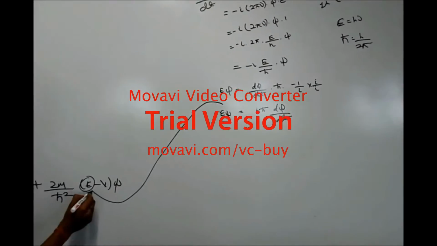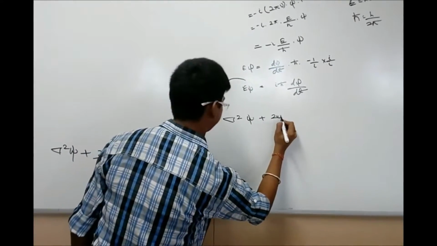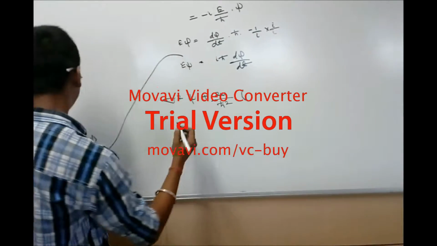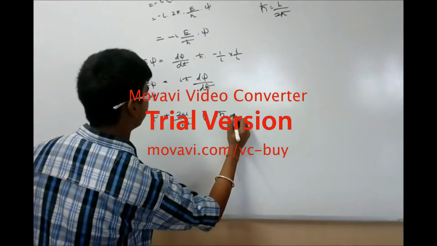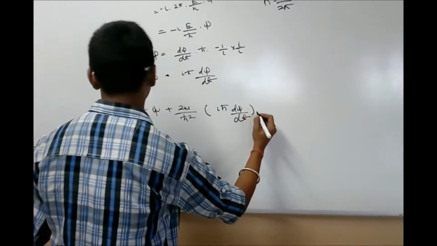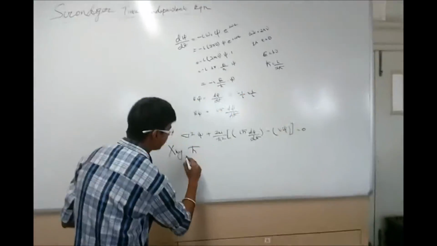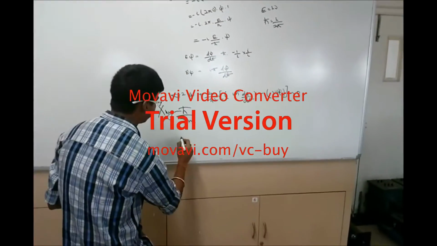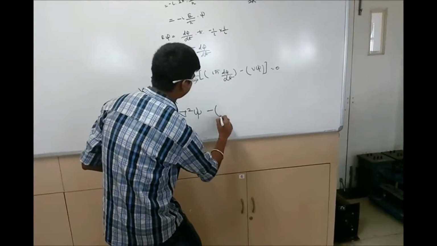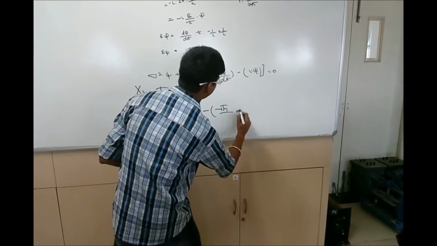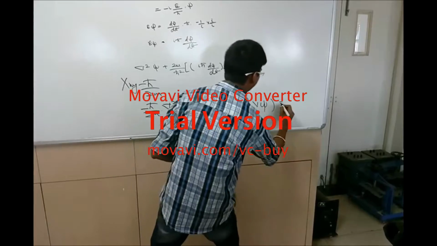Now we substitute this value into our equation. Now our equation becomes del square ψ plus 2m/ħ² times, instead of E, we use iħ ∂ψ/∂t, minus Vψ. Now we multiply both sides by minus ħ²/2m. We get the equation minus ħ²/2m del square ψ minus iħ ∂ψ/∂t, minus Vψ equal to 0.